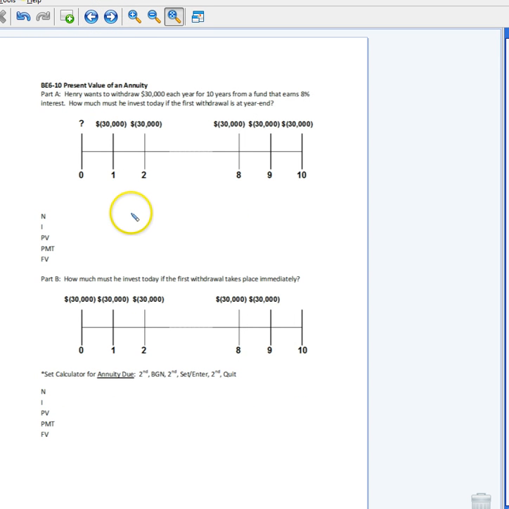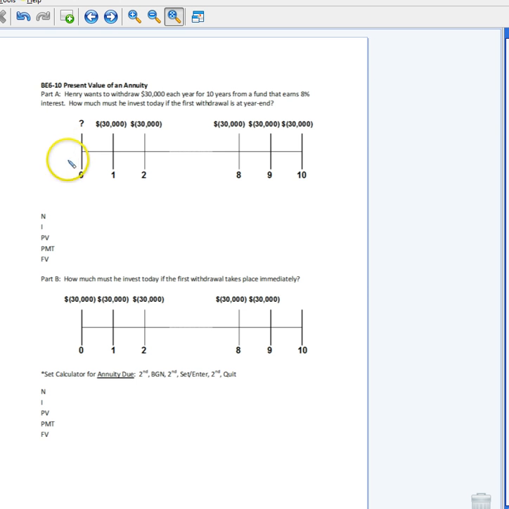Okay, now that was future value. Let's look at present value of an annuity. Henry wants to withdraw $30,000 each year for 10 years. So he needs a fund set aside today so that he can withdraw $30,000 a year for 10 years. While he's got that fund, it'll grow at 8% even though he's withdrawing from it. So how much would he need to set aside today?